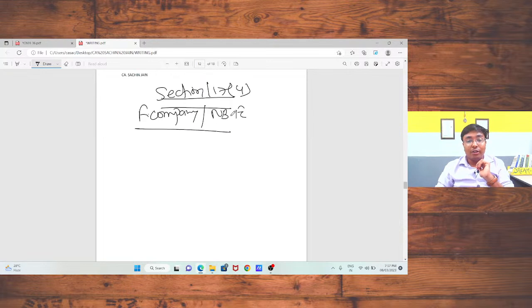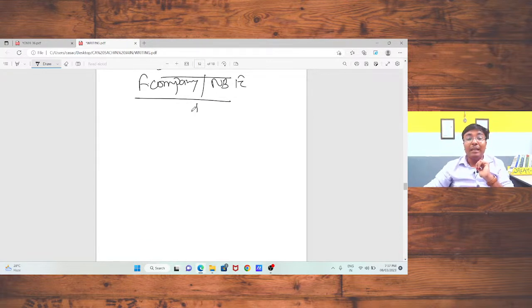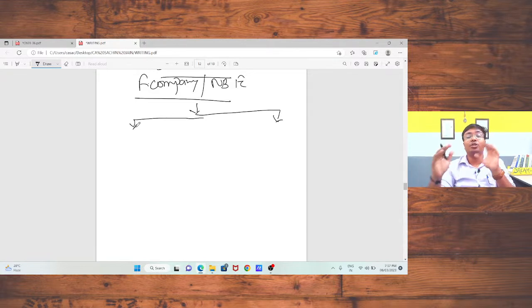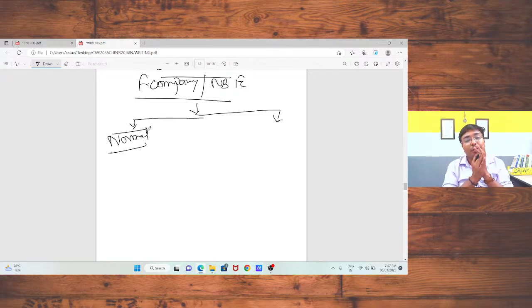So in case of a financial company or a non-banking financial company, there are two options available to those institutions. One, they can claim the input tax credit as per the normal procedure. Sir, what is the normal procedure? They can take the input tax credit as per GSTR 2B, considering the blocked credit under section 17 subsection 5. Also, if any input is exclusively related to non-business purpose, exclude that input tax credit. If any input is exclusively related to exempted supply, exclude that input tax credit.